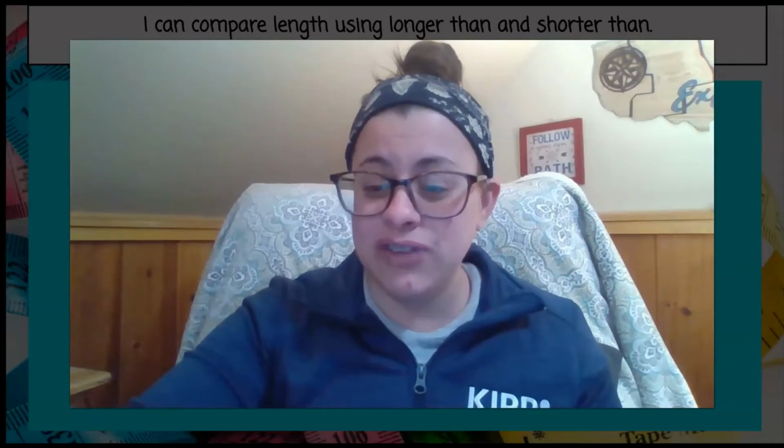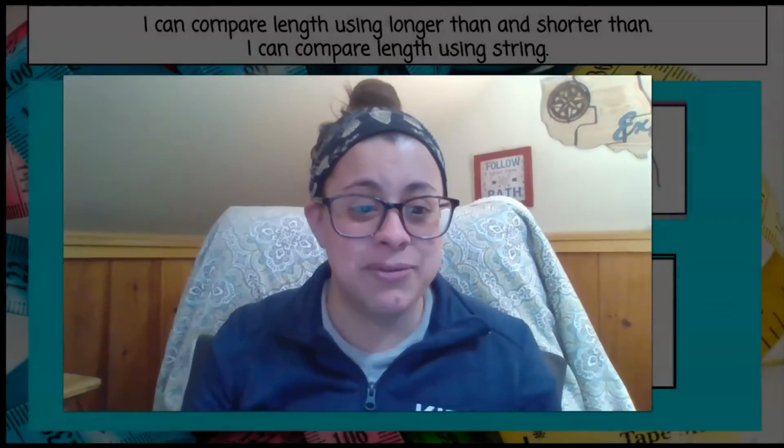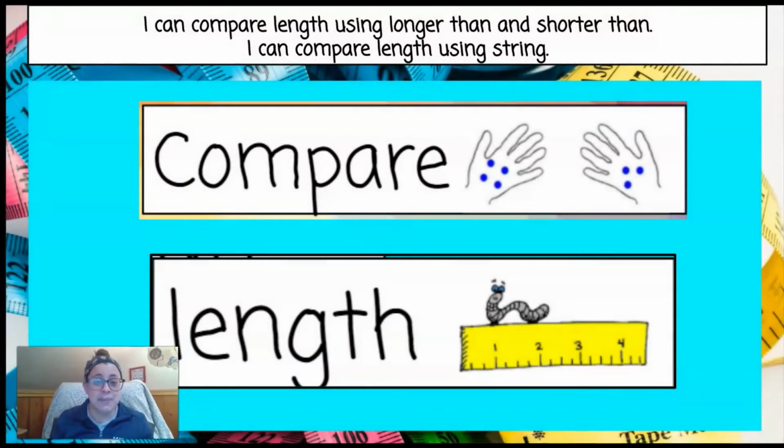So here we go. Let's find out what our math thinking job is today. I can compare length using longer than and shorter than. I can compare length using a string. So our tool for measurement today is a string. We're going to be comparing two objects. And today we're going to focus on length. So length would be something from left to right. And sometimes we measure length with things standing up.